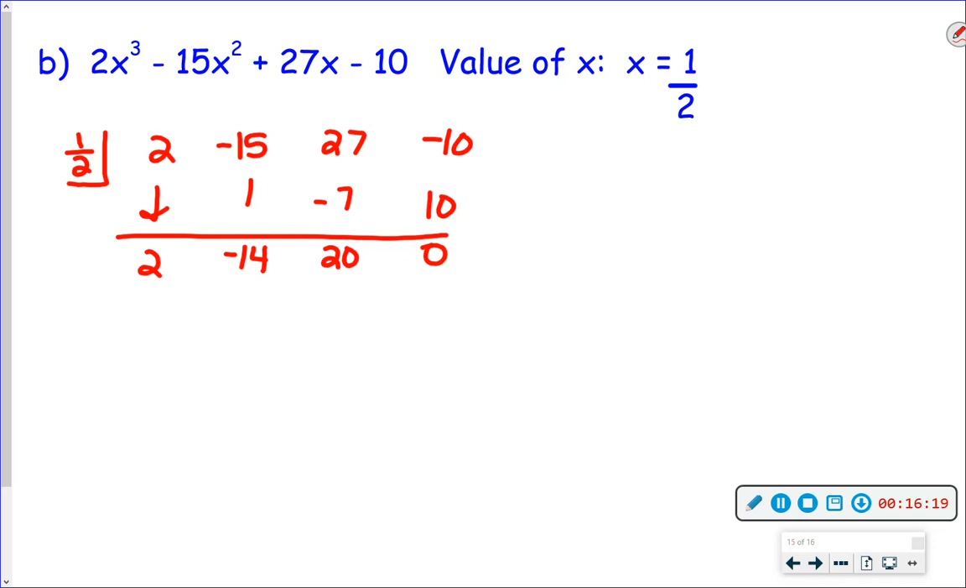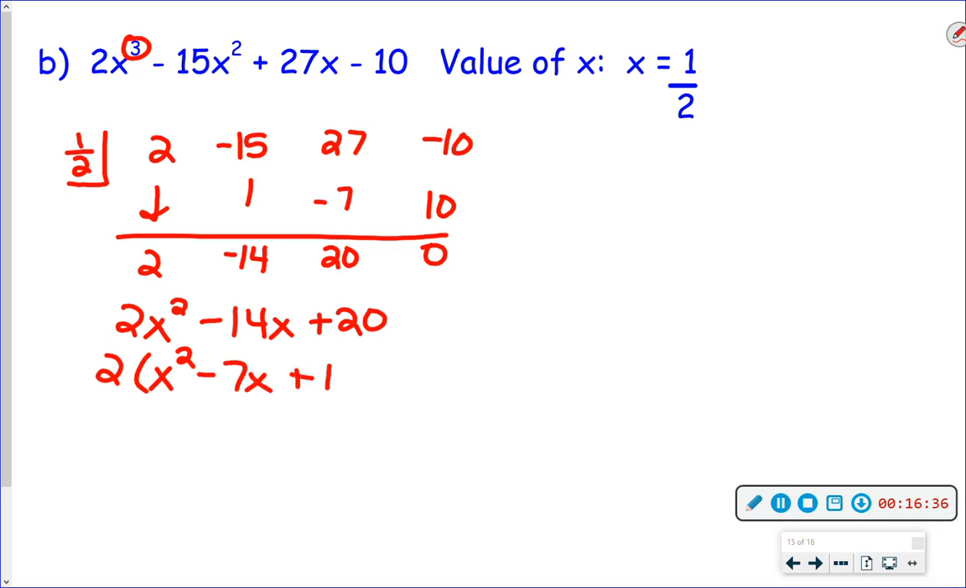Okay, I'm going to recover this polynomial, of course. I've got 2x squared, because we're down a power from the original. Minus 14x plus 20. So of course, whenever we're going to factor, always look for that greatest common factor first. I can pull a 2 out of everything. So I would start with that. And now I can factor this trinomial. I can break it apart. 2 numbers that multiply to 10, add to negative 7: negative 5, negative 2.